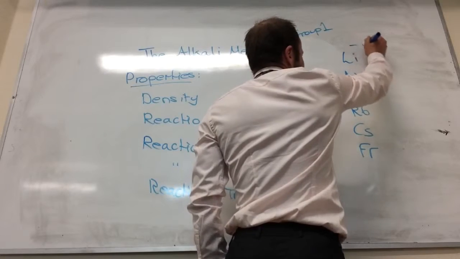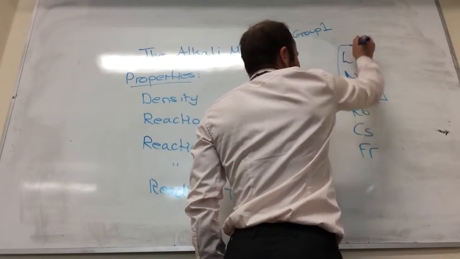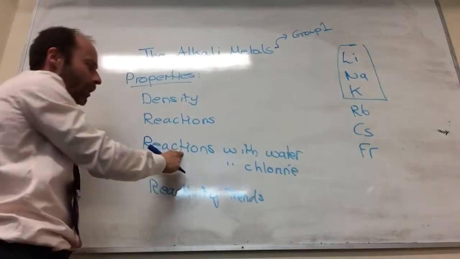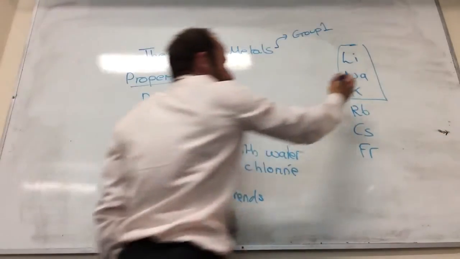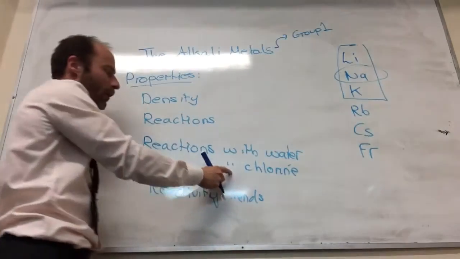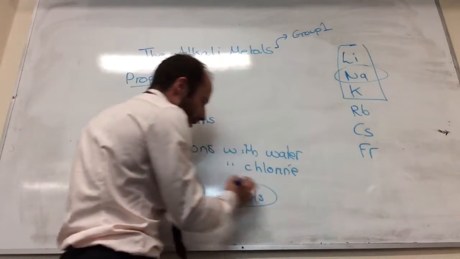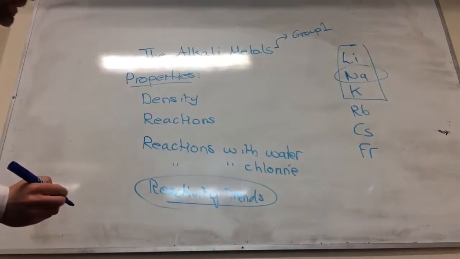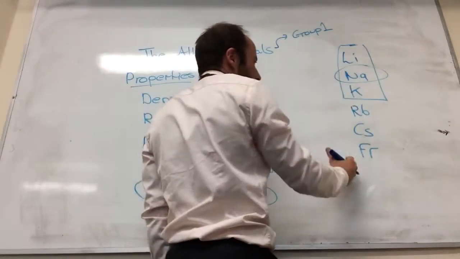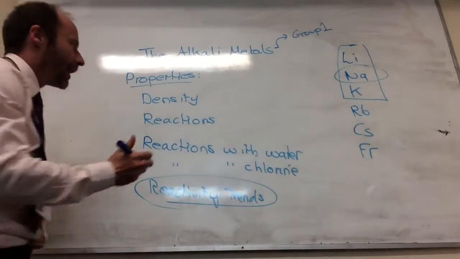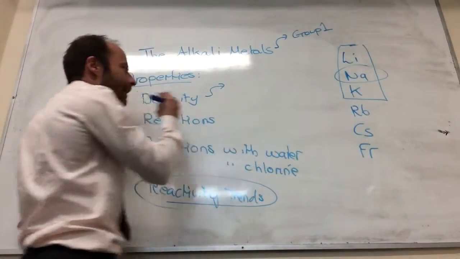We are going to look at these guys here in the lab, and we are going to react these three with water to check out those reactions. We're also then going to react sodium with chlorine to see how that reacts. And at the end, we're going to look at reactivity trends to see how the reactivity changes as we go down the group. But before we do that, let's just think about density.